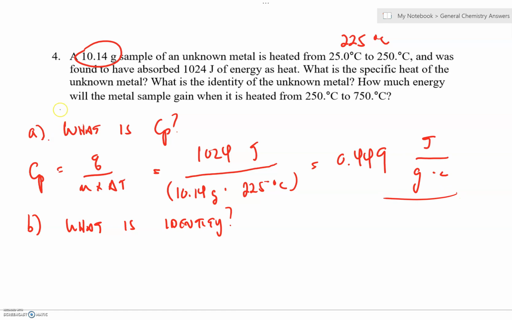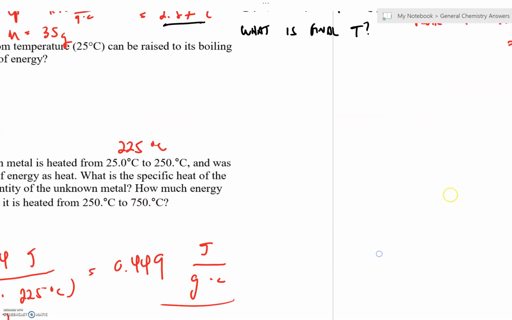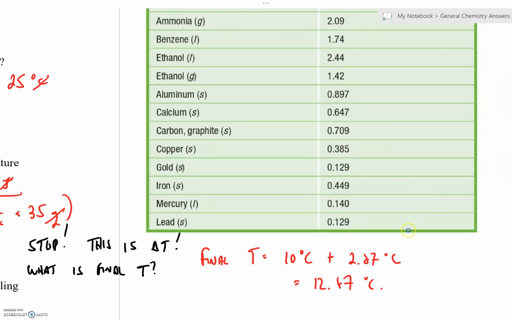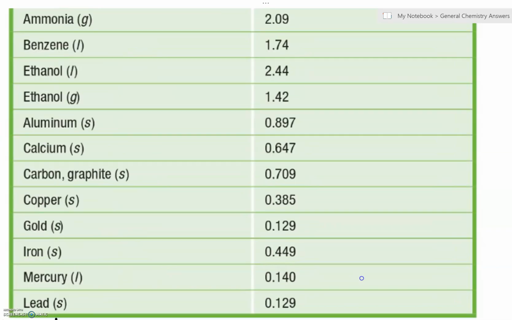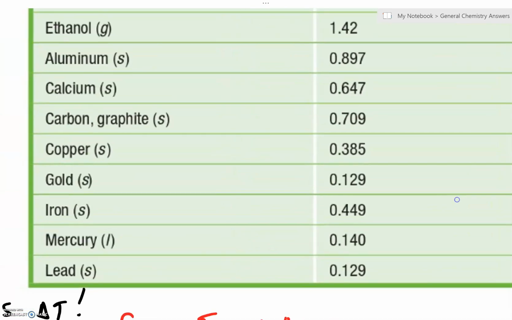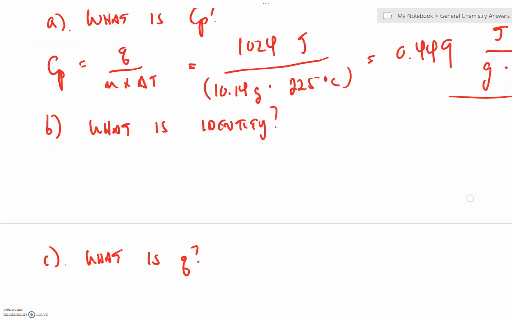All right. What's its identity? Well, that means we're going to have to look it up. Do we have a sample of a substance that has a specific heat of 0.449 joules per gram degree Celsius? And the answer is yes. So the identity of our unknown is iron.